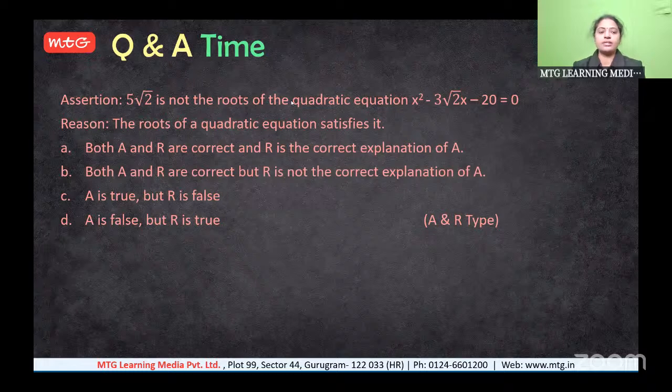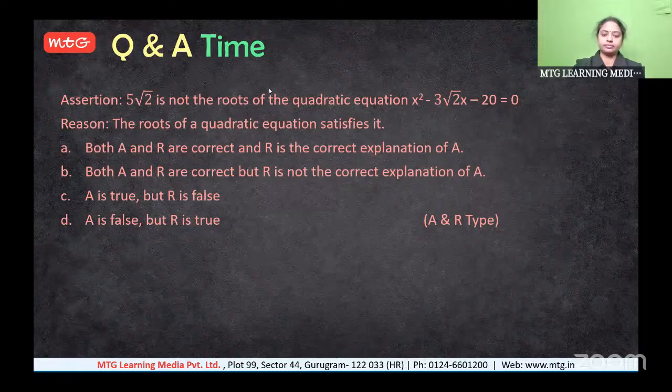I could see some answers in my chat box, but unfortunately that is not right. You need to observe the question carefully. Many of you are sending me the same answer. Please observe your question. 5 root 2 is not the root of the quadratic equation which is given there. And the roots of a quadratic equation are the values which satisfy those equations. Yes, now I started getting all the right answers. Very good. Yes, perfect. Prerna, what is your answer?